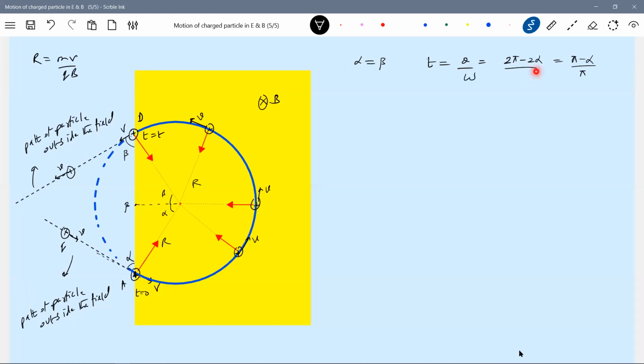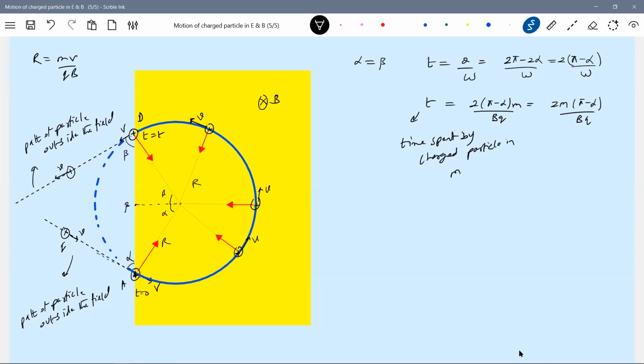Okay, this omega actually. Further, what is omega? qB by m. So t equals 2 into (pi minus alpha) by omega. What should you call this T? Time spent by the charged particle in the magnetic field. I have to calculate the distance CD.